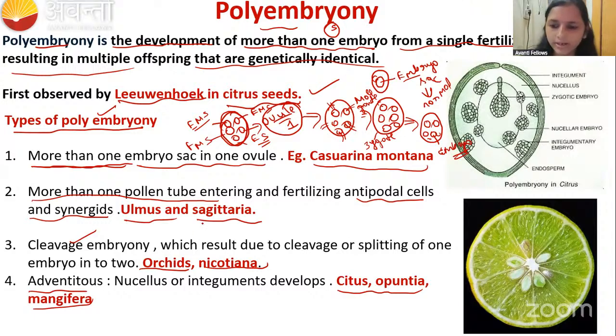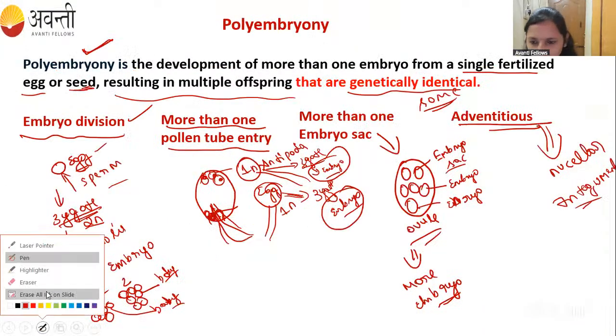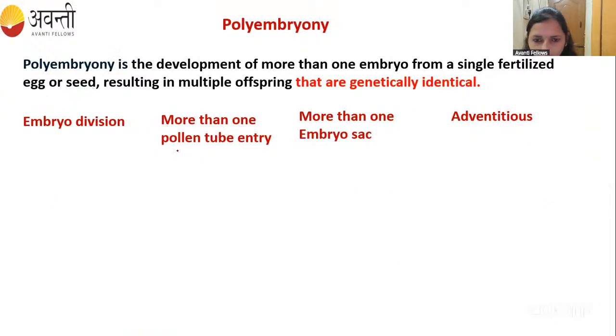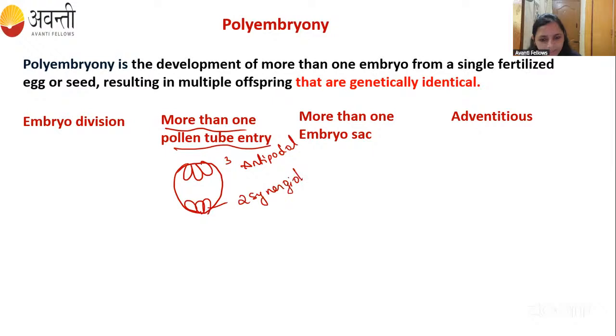Okay. So now let us go to more than one pollen tube entering and fertilizing the antipodal cells. Here I have explained, right? So more than one pollen tube entering. In this embryo sac, 3 antipodal cells are there, right? And here the egg is there, and along with the egg, 2 synergid cells are there.